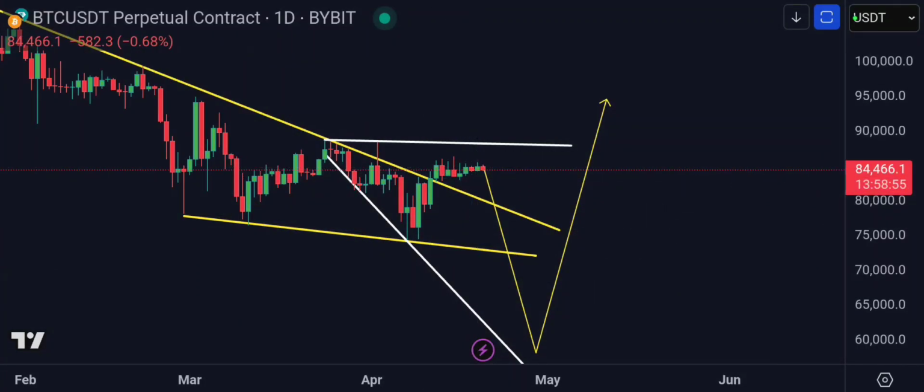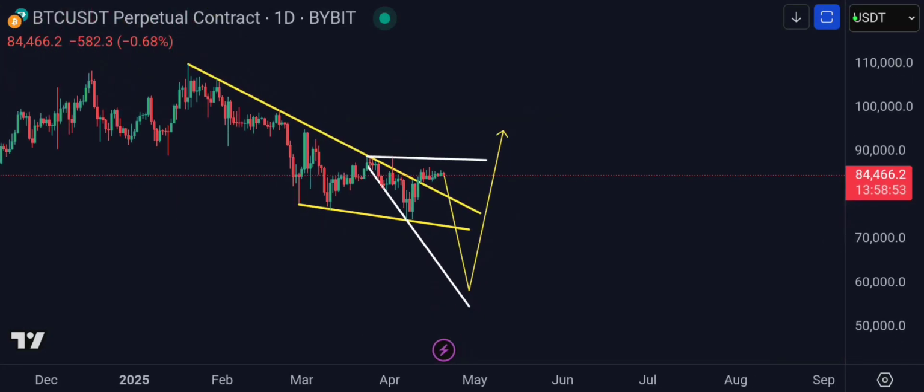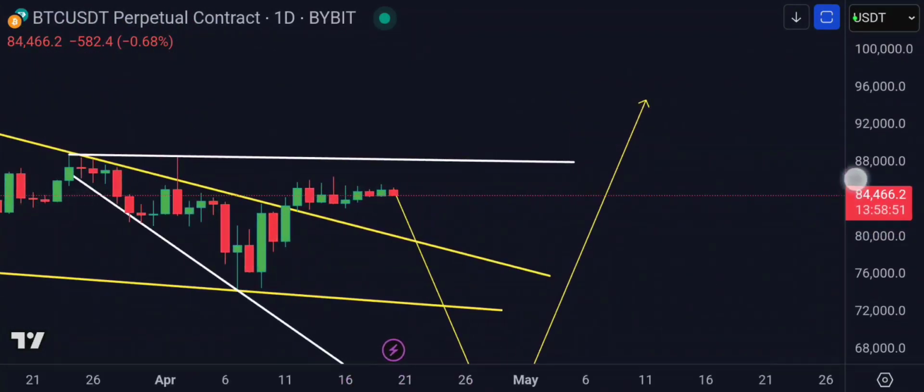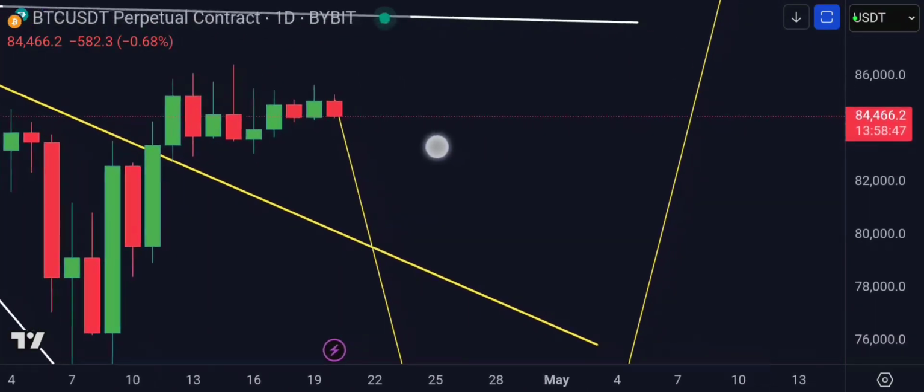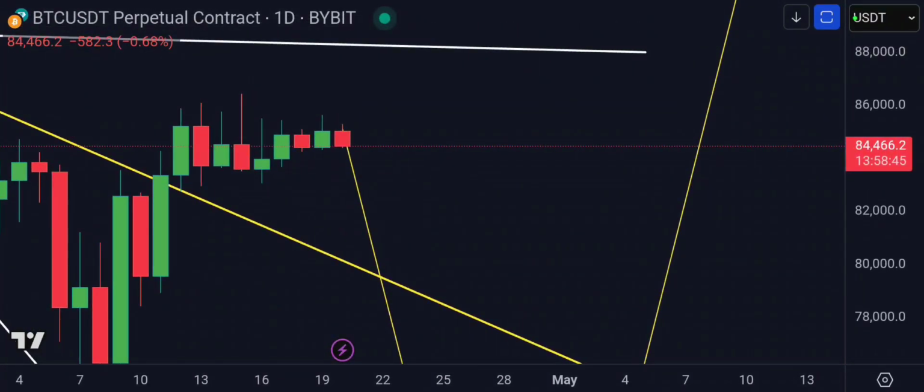So something to actually take note of, something to consider, is the fact that we should be expecting a dump. Most definitely we are talking about a dump as low as the 80,000 to 78,000 level, and it should be occurring this week. So first things first, let the shorter time frame play out.